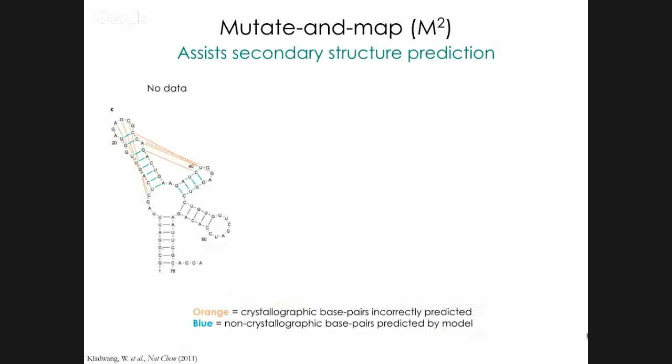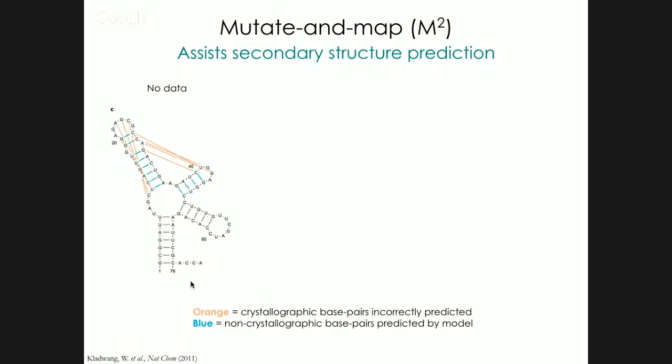Now, the two-dimensional data from mutate and map experiments can be used to increase the fidelity of secondary structure prediction by algorithms like RNAstructure. For example, this tRNA, shown here, is both a critical type of RNA for biology and also relatively short. So we would hope that we would be able to predict its structure without too much trouble.